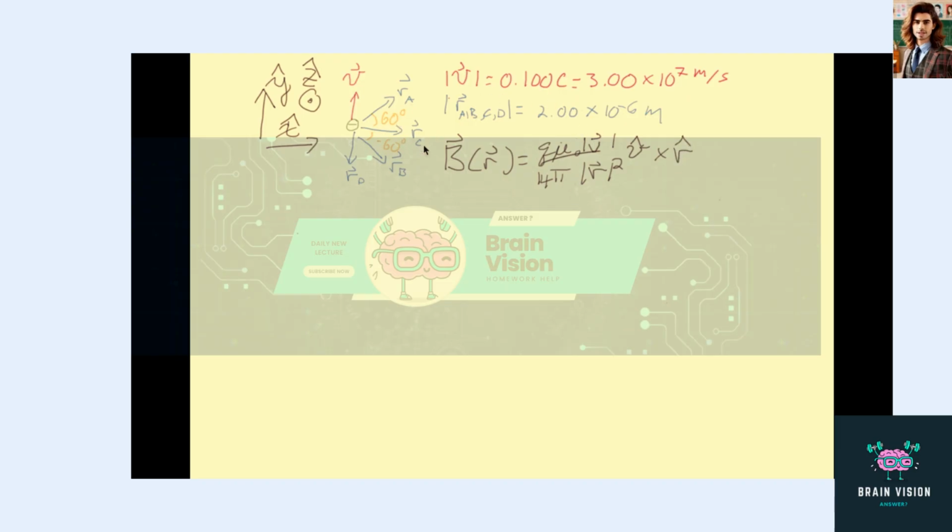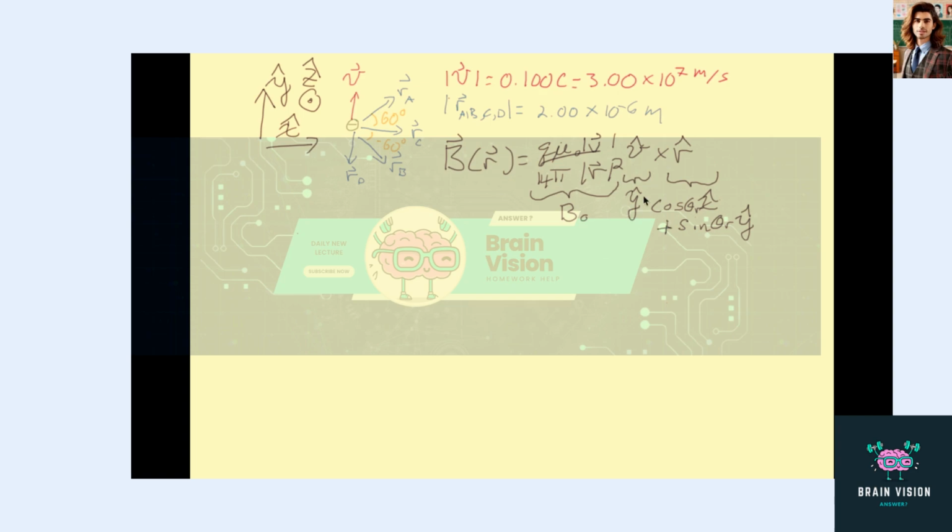Now we note for every point in this problem, this whole quantity is a constant, and we can call this B naught. For the velocity, it is, for each point, going to be pointing in the y-hat direction, and the distance to the point we're trying to find the magnetic field, we can write this as cosine of theta r in the x-hat direction plus sine of theta r in the y-hat direction.